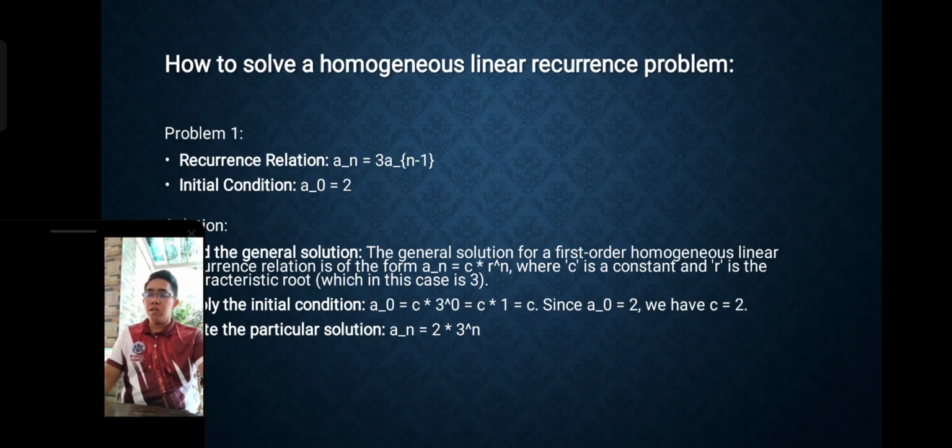And then step 3 is you write the particular solution: a sub n equals 2 times 3 to the power of n. And that is how you solve a homogeneous linear recurrence problem.